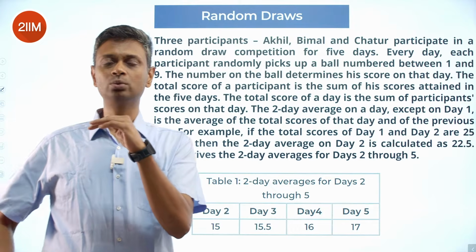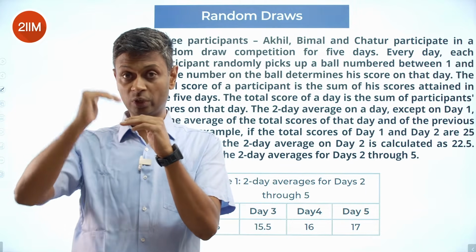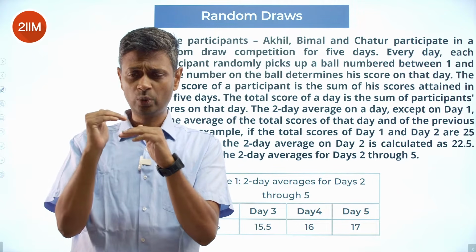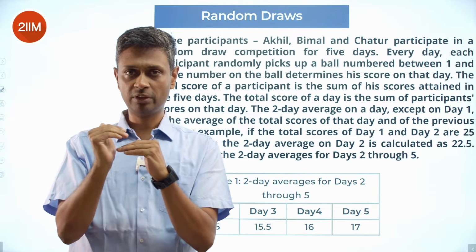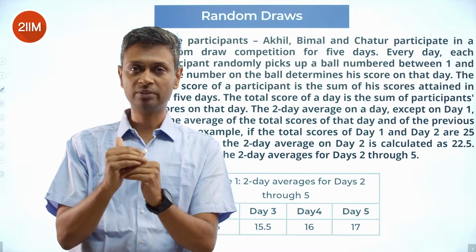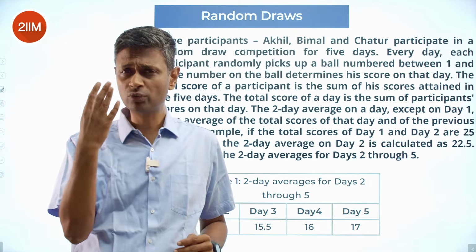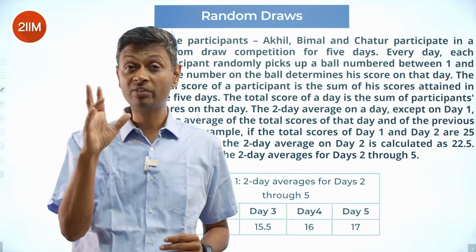So think about day 2. 2-day average for day 2 is the average of day 1 and day 2. 2-day average on day 3 is the average of day 2 and day 3. On day 4, it is the average of day 3 and day 4. Day 5 is the average of day 4 and day 5. So we can have 4 numbers for 2-day averages. You cannot have a 2-day average for day 1.